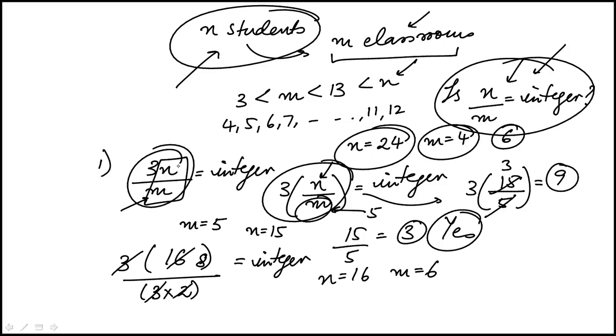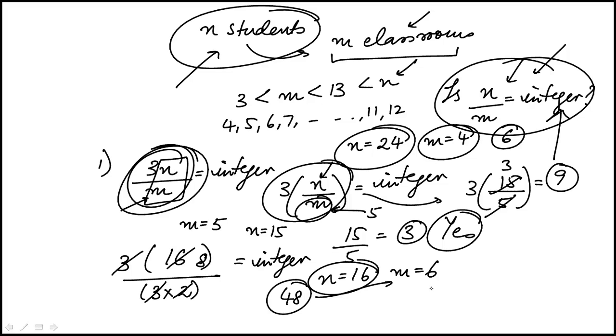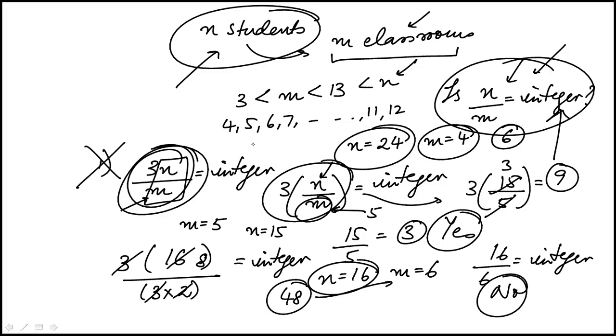In this case, 3n over m is an integer because 3n would mean 48 students can be equally divided amongst 6 classrooms. Each class would have 8. But now if I were to answer the original question, could these n students be divided equally amongst 6 classrooms? And we'll say 16 over 6 is not an integer. So that answers the question as a no. So statement 1 is insufficient, meaning this isn't enough to conclude whether n over m is an integer.